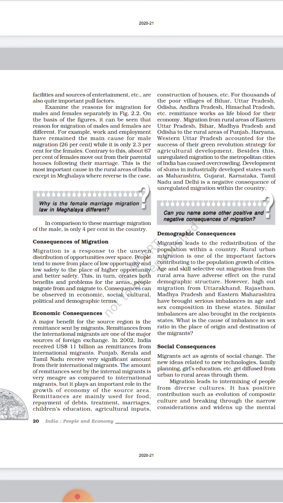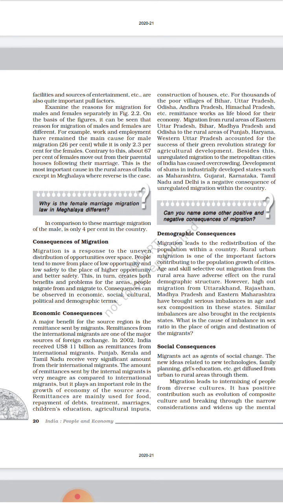Next are the demographic consequences. As you know, migration leads to redistribution of population within a country. That is, rural-urban migration is an important factor contributing to the population growth of cities. It also creates imbalances in age and sex composition in these states.